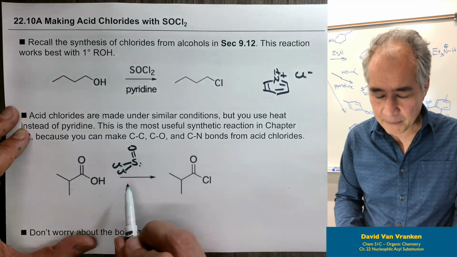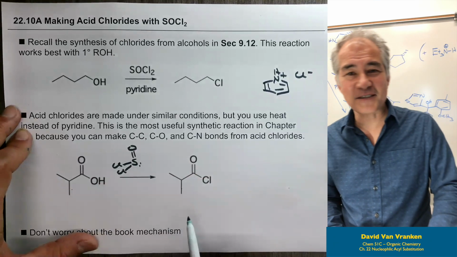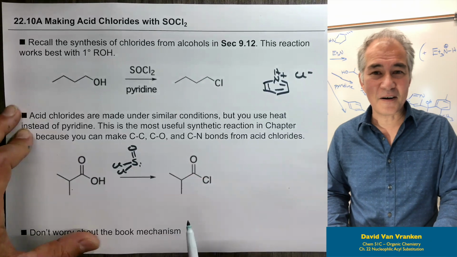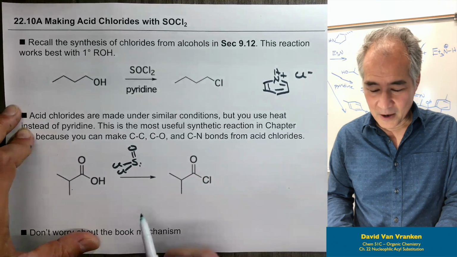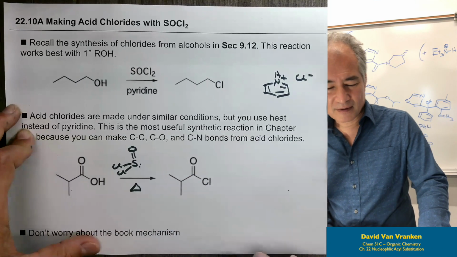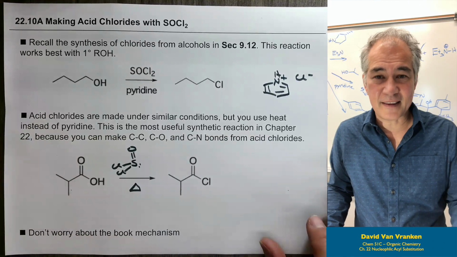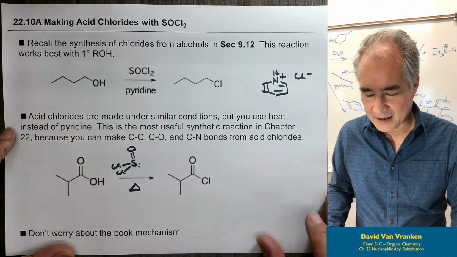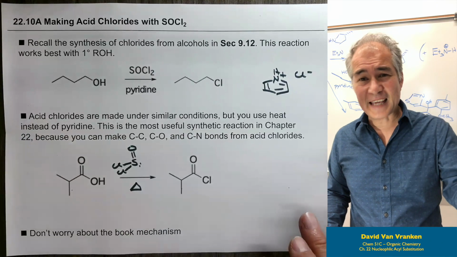And instead of adding pyridine, don't add pyridine to this. The pyridine would simply react with the carboxylic acid and you'd get the pyridinium carboxylate salt. And that's not what you want. What you do is you simply heat these. Don't write pyridine, that's wrong. So usually you put the carboxylic acid in benzene, add thionyl chloride, and you boil it. And you don't need a base for the HCl because the HCl comes out as a gas.